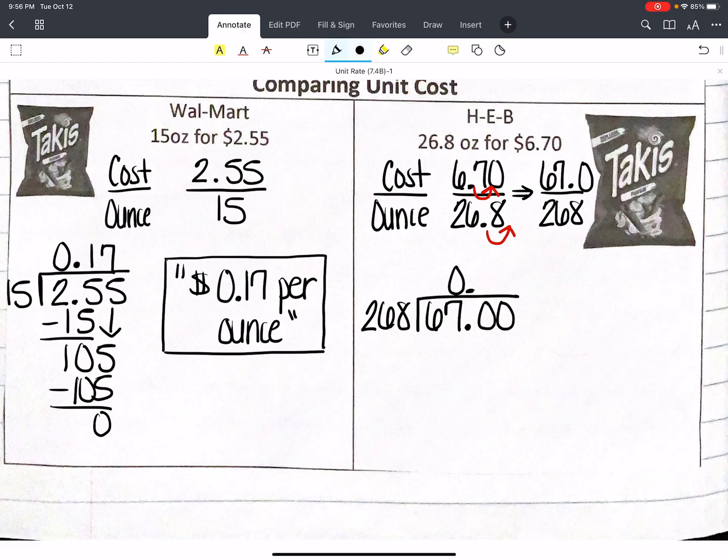268 does not go into 67 evenly, but it can go into 670 2 times, because 268 times 2 gives me 536. I'm going to borrow from the neighbor. 10 minus 6 is 4. 6 minus 3 is 3. And then 6 minus 5 is 1. Bring down a 0. 268 can go into 1,340 5 times.